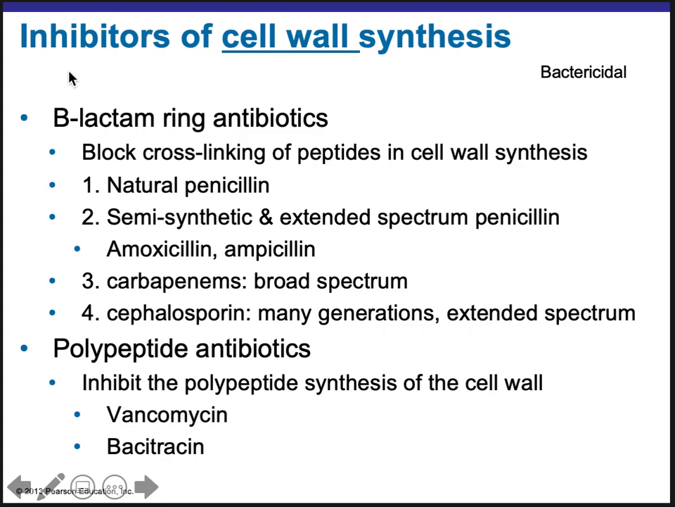Okay, so inhibitors of cell wall synthesis. We're going to have two main modes of action in this group. We're going to have the beta-lactam ring antibiotics, and then we're going to have the polypeptide antibiotics. I've given you some information for each of these, and then we'll look a little more closely at each of these.